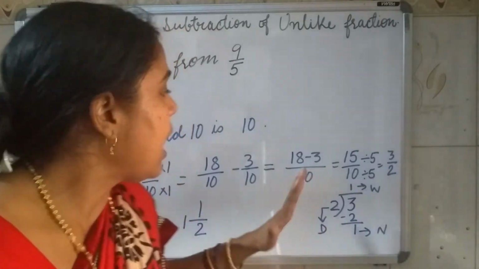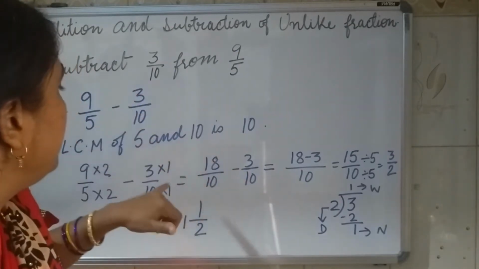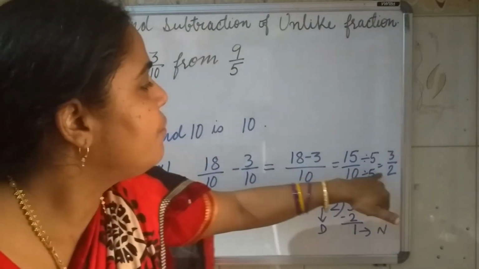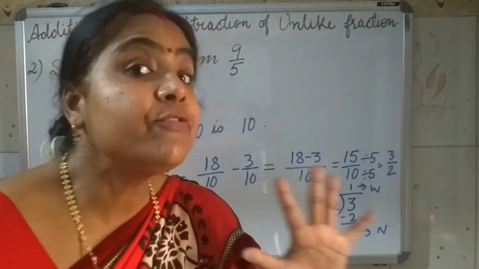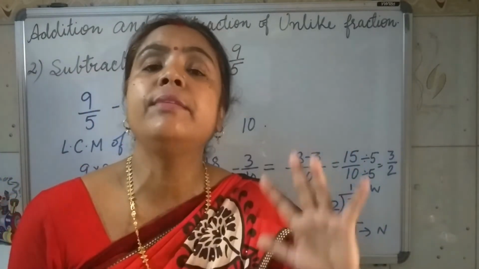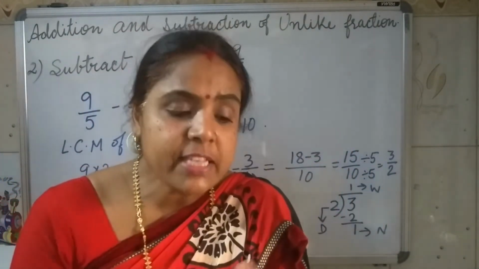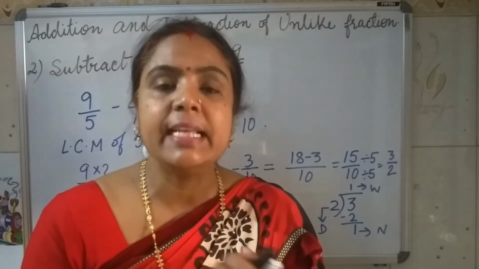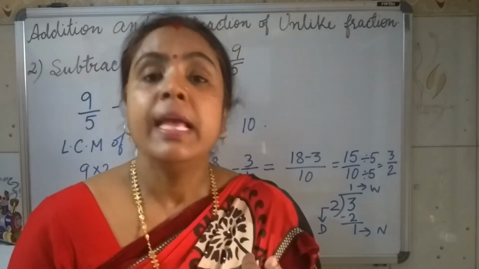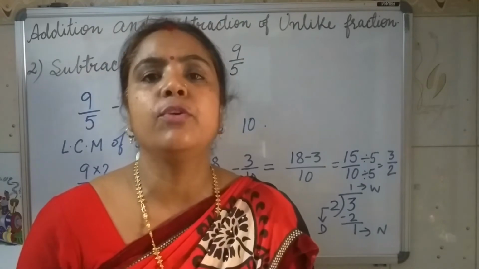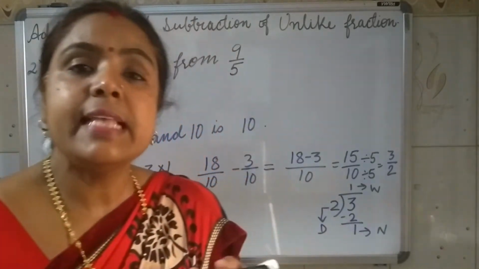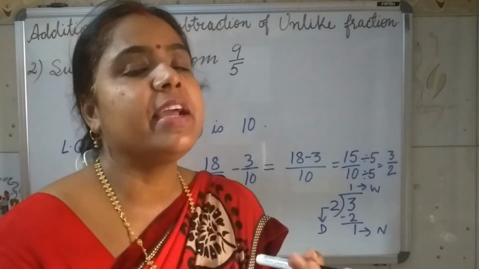So how many steps are there? 1, 2, 3, 4 and 5 steps. But these 5 steps are not compulsory in all the questions. First, you have to check after subtracting whether the terms are in the lowest term or not. If it is in the lowest term, we will not do anything more, that is the answer. Second, if it is not in the lowest term, we will convert it into the lowest term.